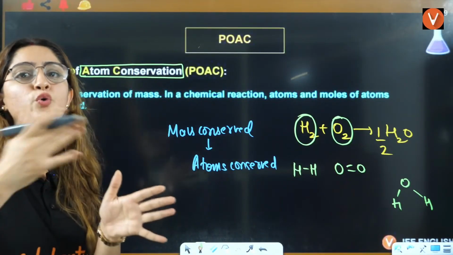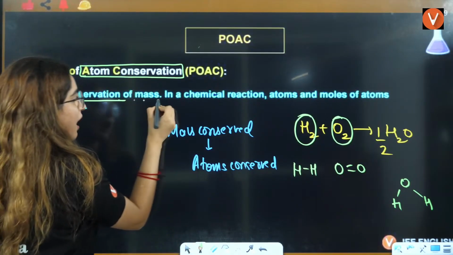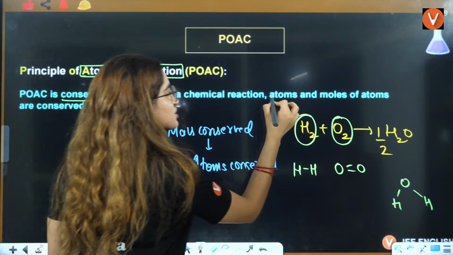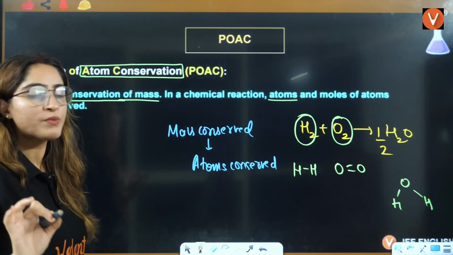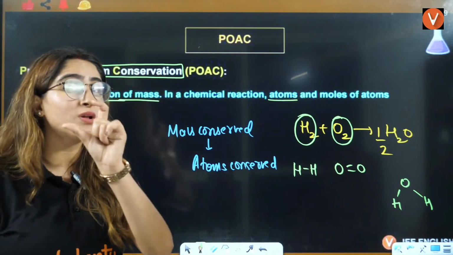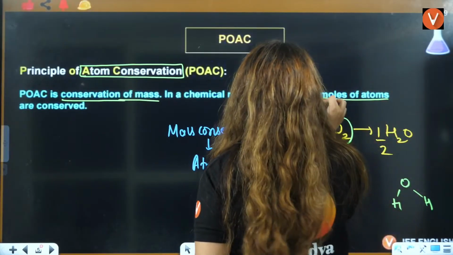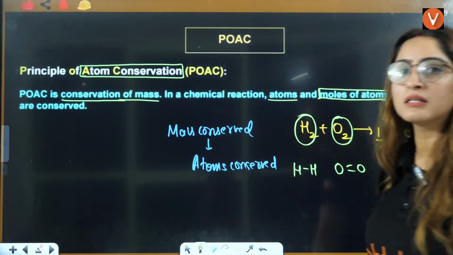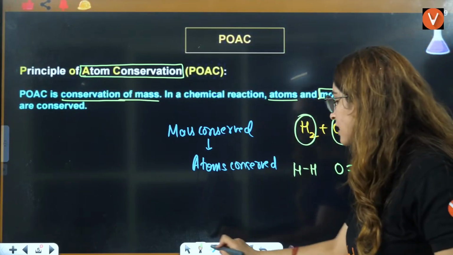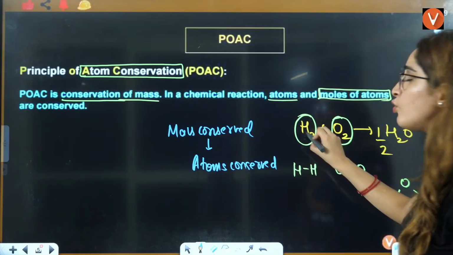Now the next question is, ma'am, POAC is conservation of mass, that we know. In a chemical reaction, atoms are conserved, that we know. Now, if the atoms are conserved, I'm not saying moles are conserved. I'm saying moles of atoms are conserved. Atoms are conserved means moles of atoms are conserved. I can say that here you have 2 moles of atom.